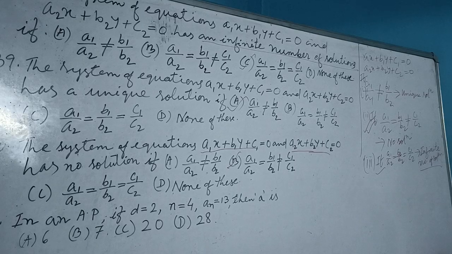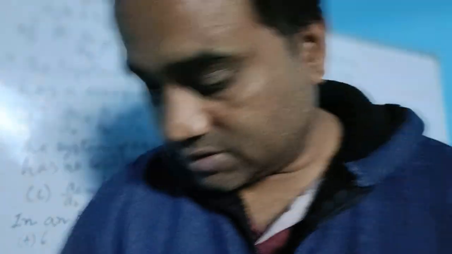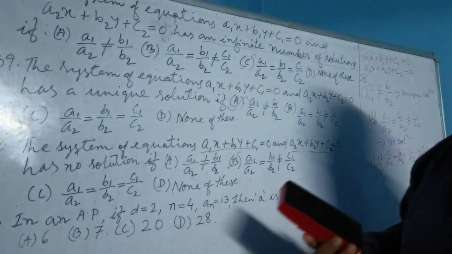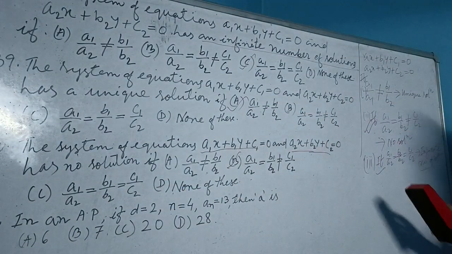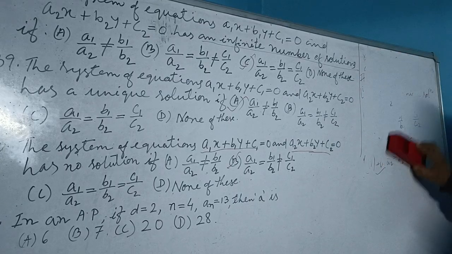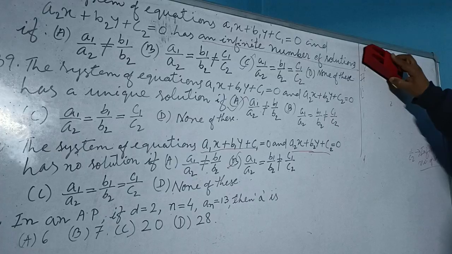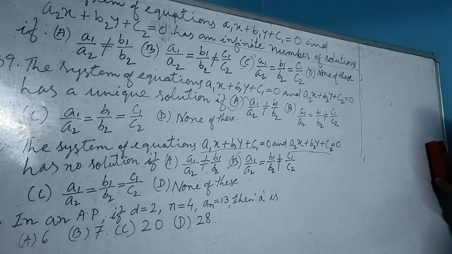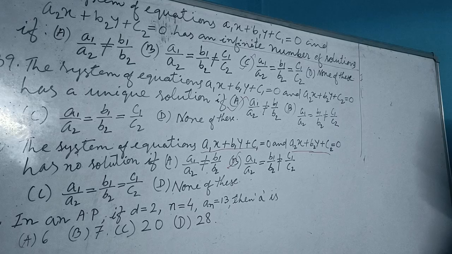Now from 41 onwards you will have AP. For AP you need to know some things. I am just explaining a little bit. You have to know what is a, what is d, what is an. AP means arithmetic progression, and d means the common difference. Here d is given as 2, n means the number of terms, and an is the nth term.